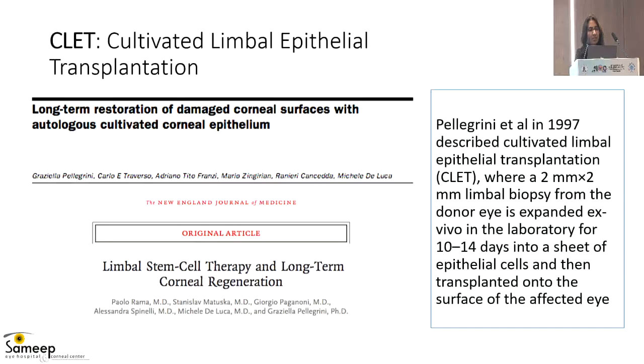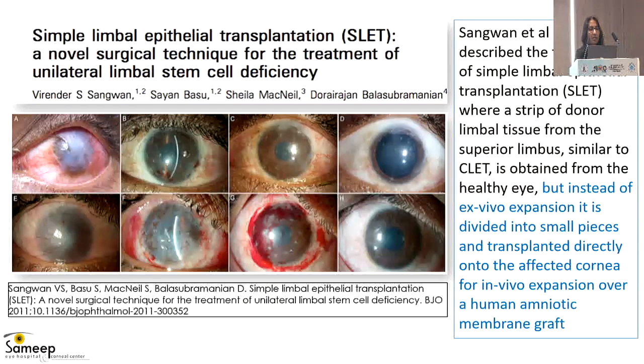Then came cultivated limbal epithelial transplantation, wherein Pellegrini et al. described taking a 2 by 2 millimeter piece and expanding it ex vivo. It takes about 2 weeks, and it is then transplanted onto the recipient eye. Then in 2012, Sangwan et al. described the technique of simple limbal epithelial transplantation, where a strip of donor limbal tissue from the superior limbus, similar to CLET, is obtained from the healthy eye, but instead of ex vivo expansion, it is divided into small pieces and transplanted directly onto the affected cornea for in vivo expansion over a human amniotic membrane graft.